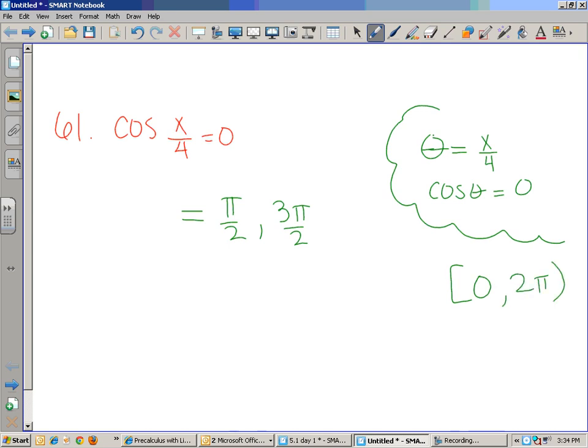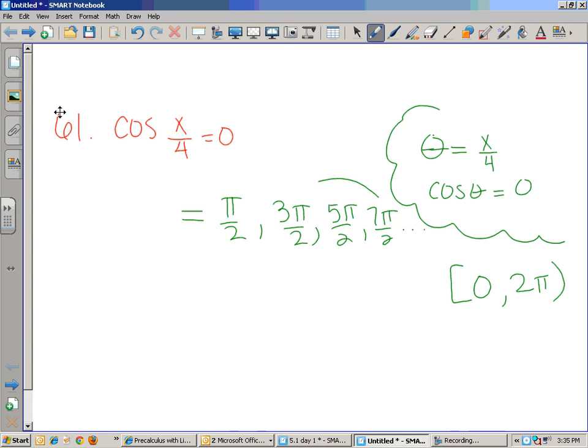Okay, so the cosine of something is 0 when that something is equal to pi over 2 or 3 pi over 2. Now, I'm going to write out some other numbers here because I want to make sure that I stay within that 0 to 2 pi. The next one would be 2 pi from here, so 5 pi over 2, and then 2 pi from here, so 7 pi over 2, on and on forever.